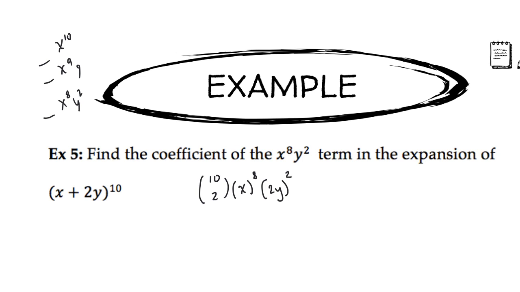Okay, now 10 choose 2 is 45. So I'll have 45x to the 8th, and (2y) to the 2nd power is going to be 4y squared. Oh, and now I can see that my coefficient is going to be 180. That's how many x to the 8th y squareds I'll have.